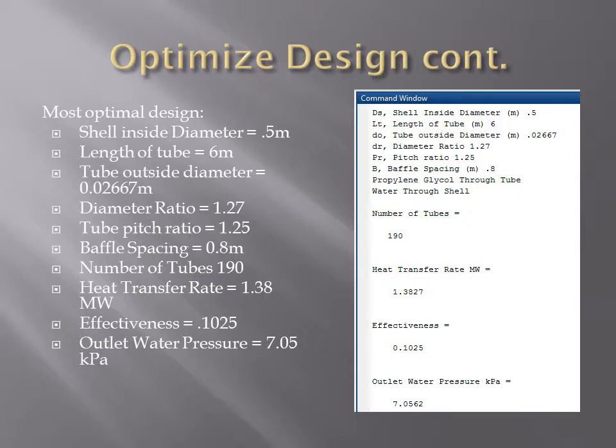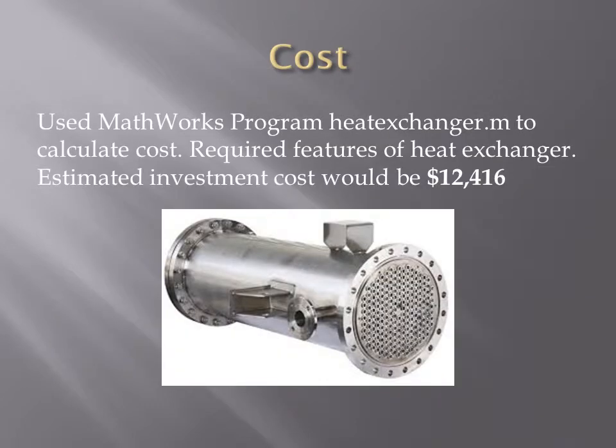Here are the outputs that we got for our most optimal design. I'd like to note that our heat transfer rate was greater than the 1 megawatt that was required, so we meet that requirement, and we have a low output pressure of only 7 kilopascals, and dimensions of a 6-meter tube by half a meter wide. We used the MathWorks program with the heat exchanger to calculate the cost, and the estimated cost is around $12,416.